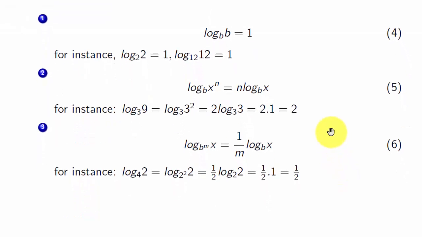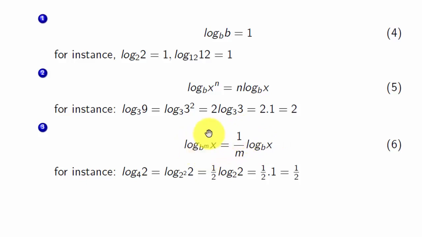The third rule which we use here is when the power is at the base, that is log base b to the power m of x. Now still we can move this power to the front of the logarithm, but this time we have to reverse it. We write it as 1 over m log base b of x.